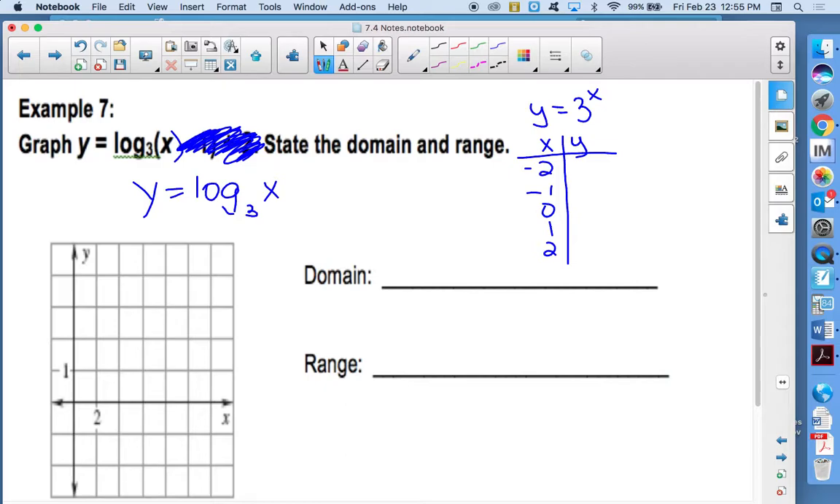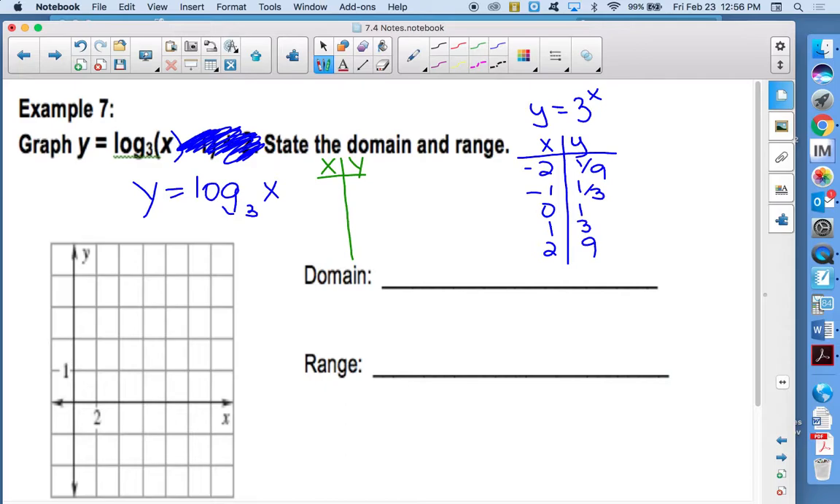So Jacob, the y values would be? 1/9, 1/3, 1, 3. So these would be the values that we would use if we were graphing the exponential equation. We can use them also to help us graph the log equation by taking those values and doing what with them?